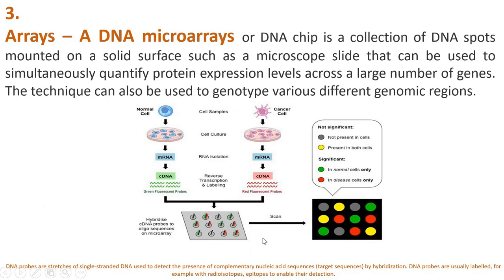Another technique used in biology is the microarray of DNA, or sometimes called the DNA chip, which is a collection of DNA spots mounted on a solid surface, for example microscope slides, and therefore it can be used to quantify protein expression levels across a large number of genes. DNA microarrays can also be used to genotype various different genomic regions. That means we take different parts of DNA, and by this technique we can also quantify the protein expression.